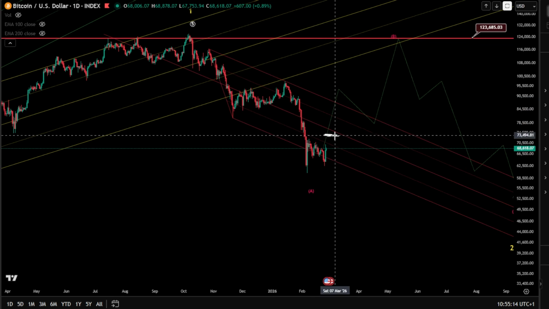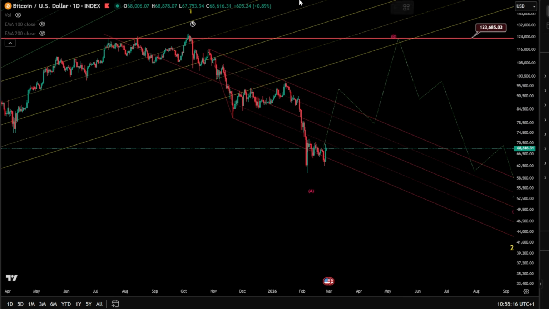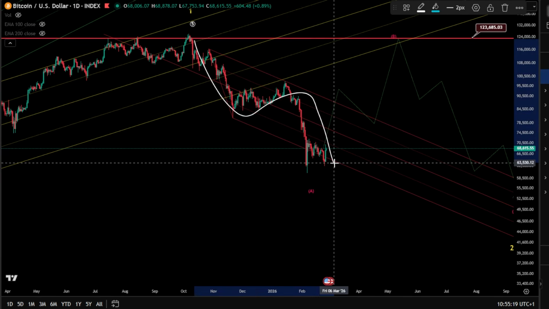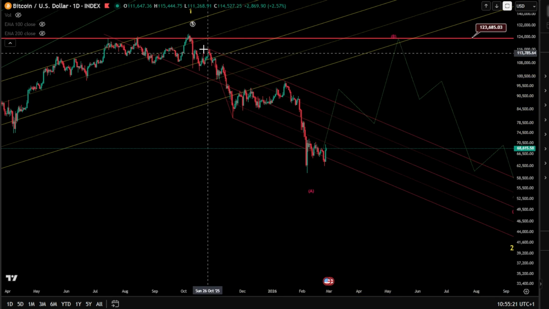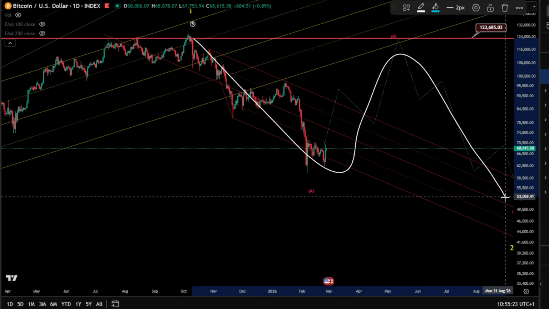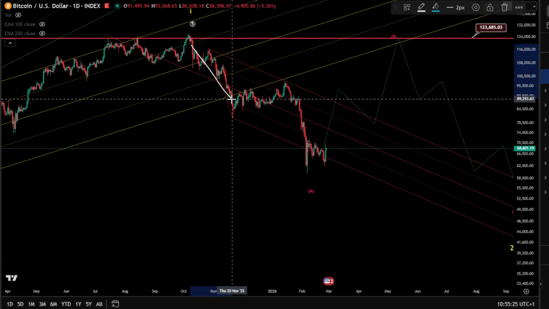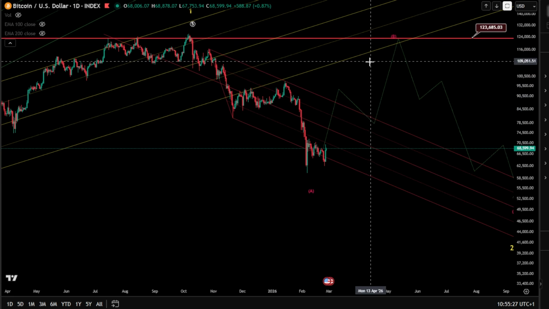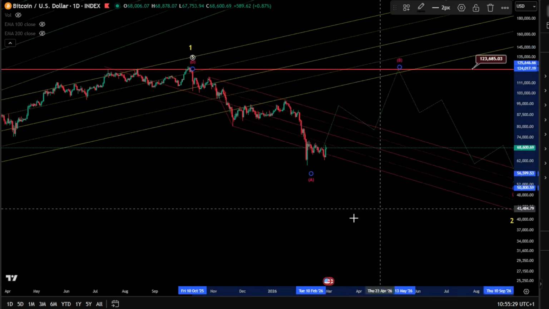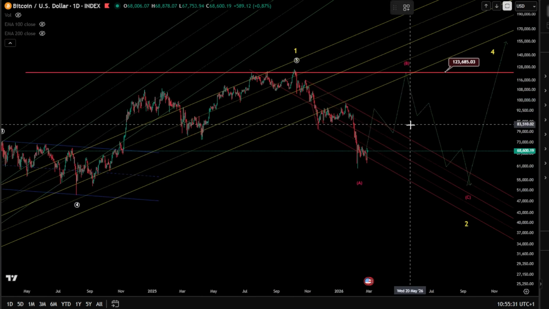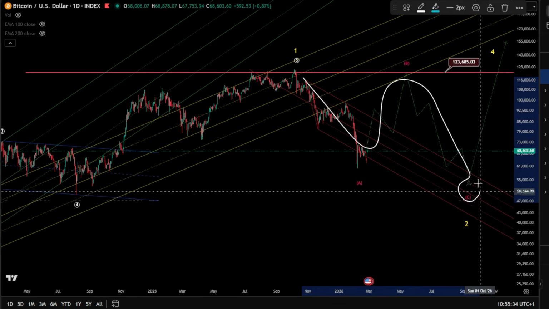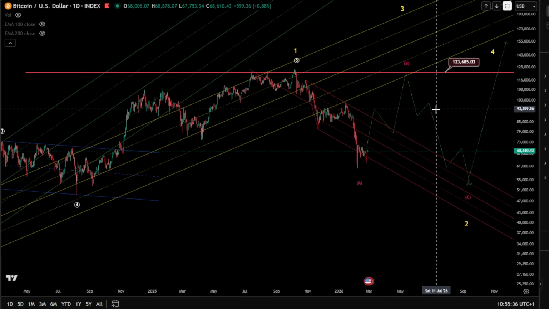Then we're going to claim our shallow scenario here in an ABC regular flat, which is a shallow wave 2 for a bear market, which might be unfolding there, which we were calling for since a long time. And we're looking here potentially for an ABC wave 2 and then pushing higher in wave 3.